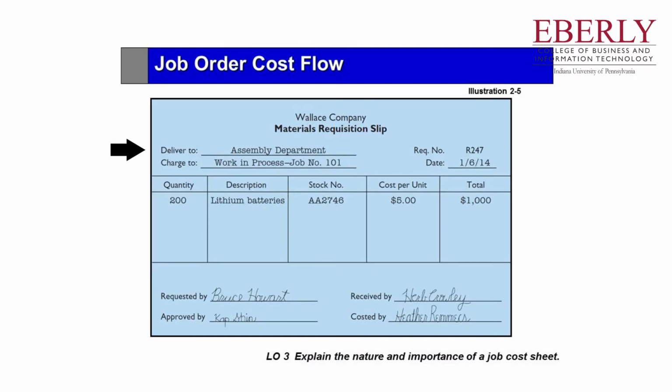Here is an example of a materials requisition slip. It tells you to which department it needs to be delivered. It tells you what job it needs to be charged to, a requisition number, who has requested it, who has approved it, what is the quantity, the description, stock number, and the cost. So the cost on this totals $1,000 for 200 of these items.